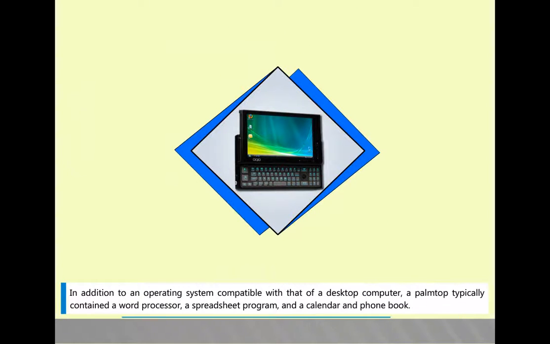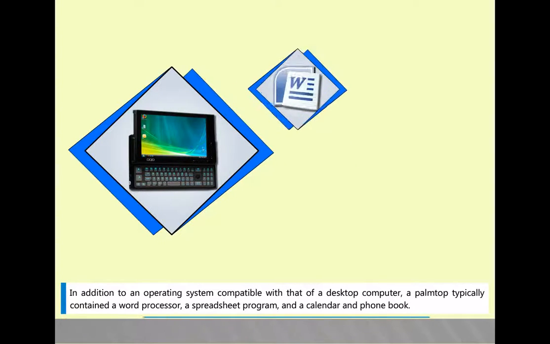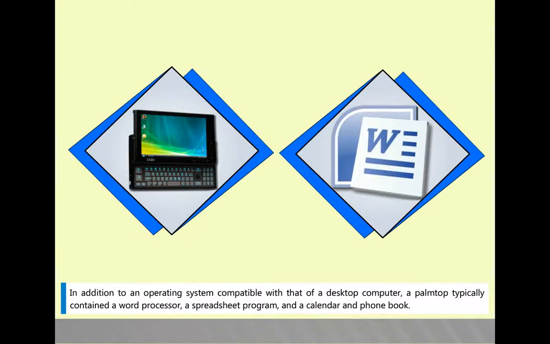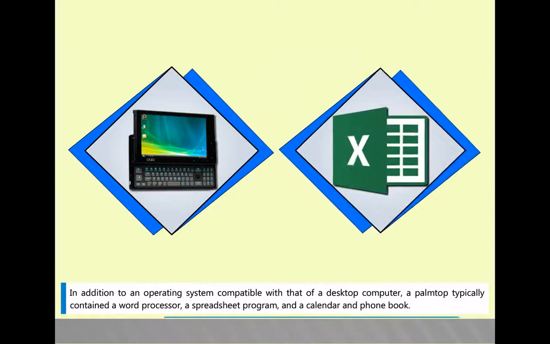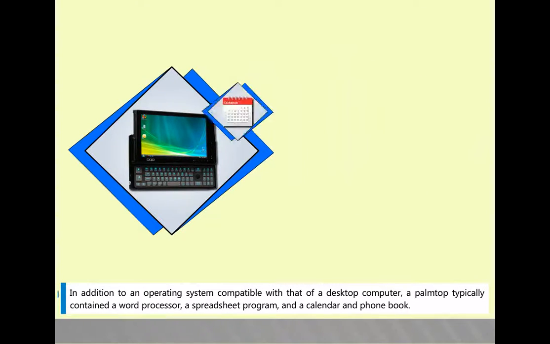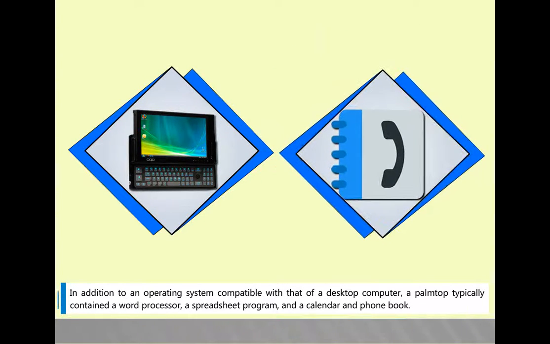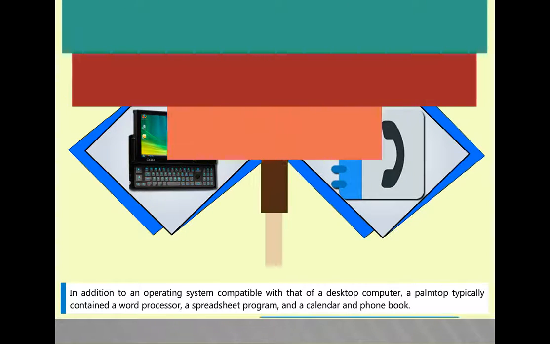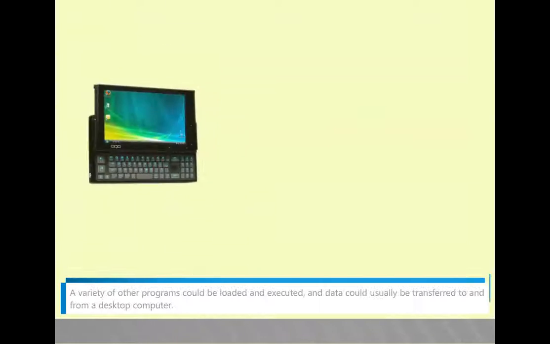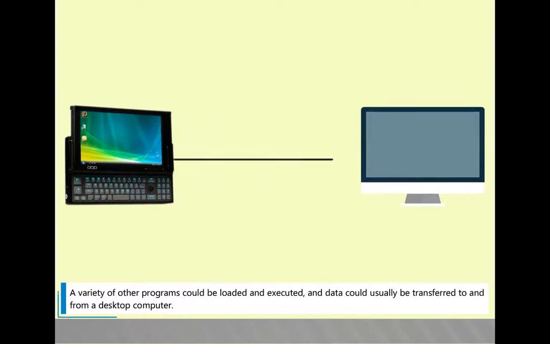In addition to an operating system compatible with that of a desktop computer, a palm-top typically contained a word processor, a spreadsheet program, a calendar, and a phone book. A variety of other programs could be loaded and executed, and data could usually be transferred to and from a desktop computer.